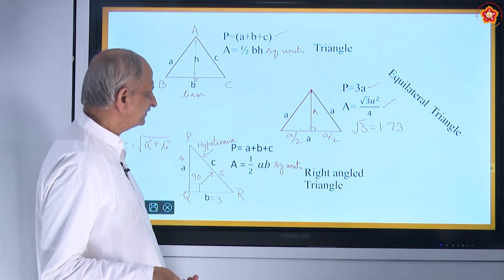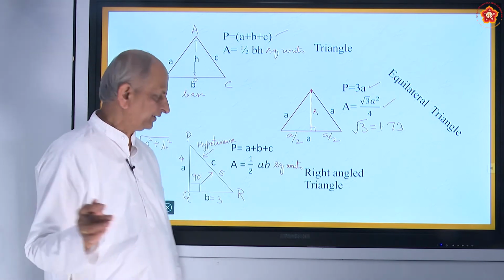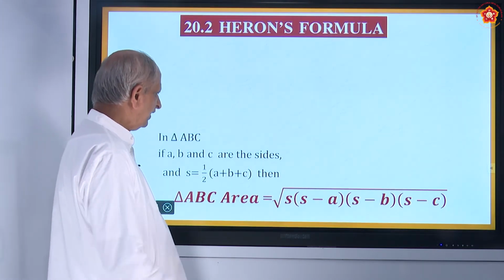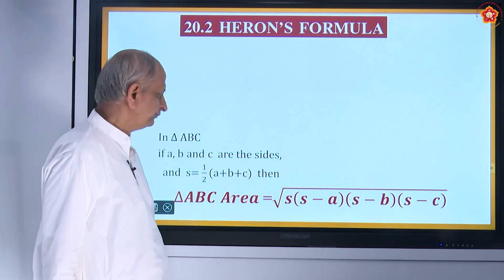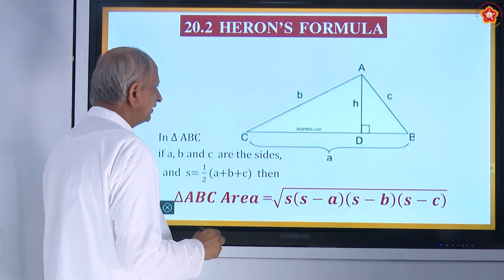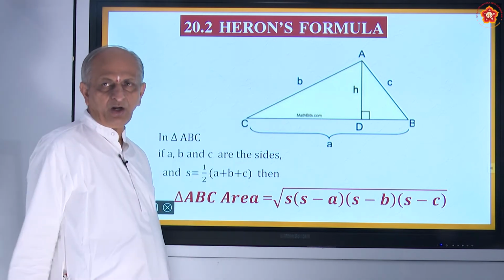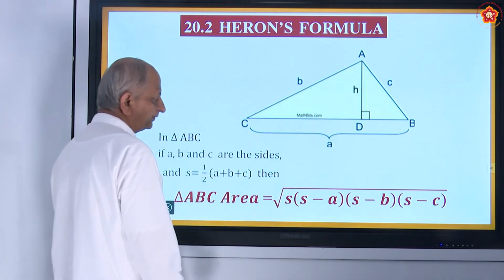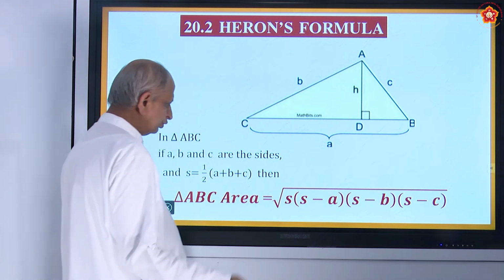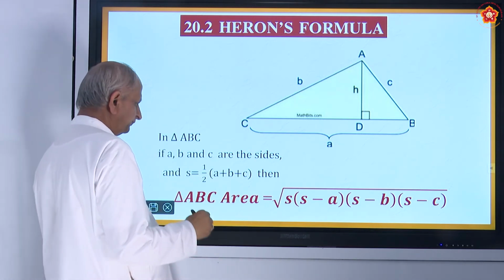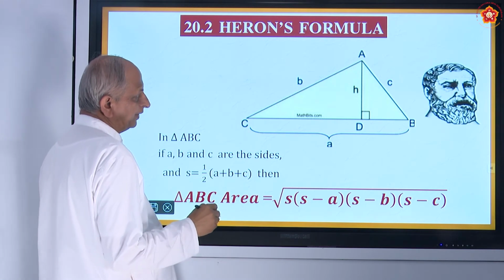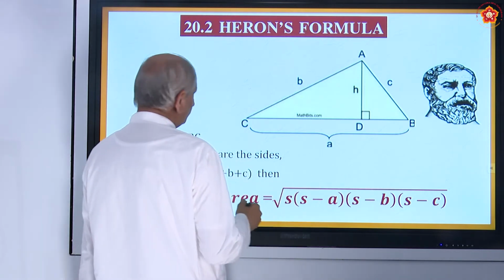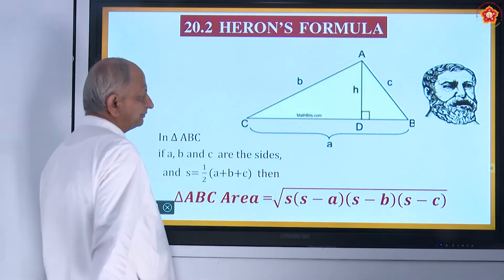Similarly, you have one more called the scalene triangle, wherein all the sides are different. And then you have a very special formula, and that is called Heron's formula. So this is for a triangle ABC, where all the sides are different. See here, a is different, b is different, c is different, and height is called h. Of course, we don't use that in the formula. It is a special formula invented by a mathematician called Heron. So this is called Heron's formula.